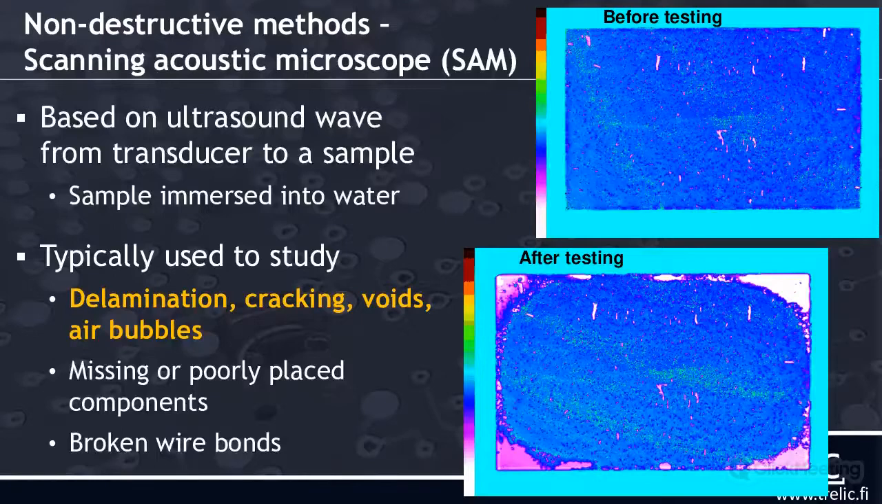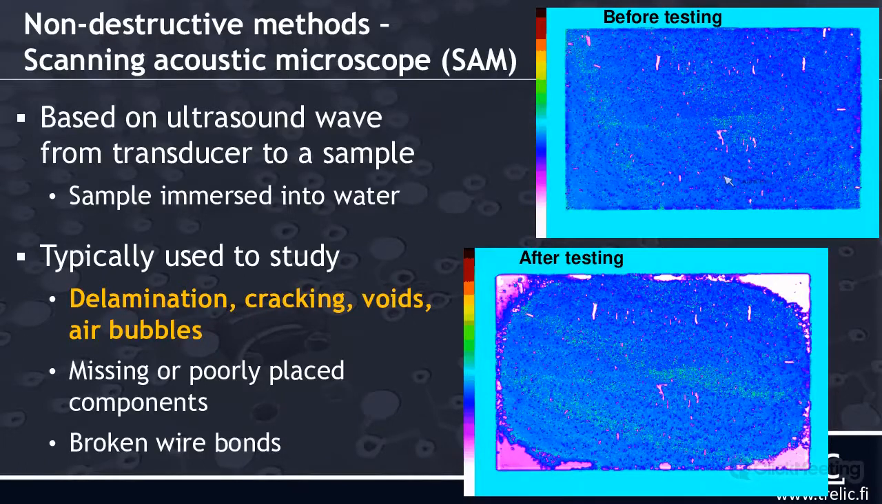Another non-destructive method, which we use a lot, for example, is SAM, so scanning acoustic microscope, and it's based on using sound, ultrasound waves, to study if there are some problems with a sample, or are the components where they should be. And here is an example.